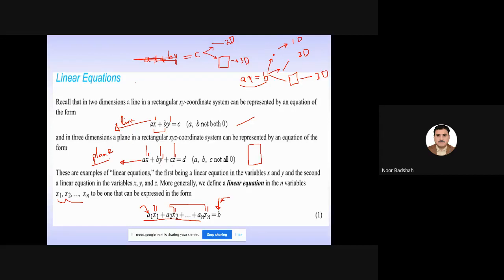And obviously, if you have ax plus by plus cz is equal to d, it cannot happen in 1 dimension, it cannot happen in 2 dimension, it will be in 3 dimension, and in 3 dimension it is representing a plane.